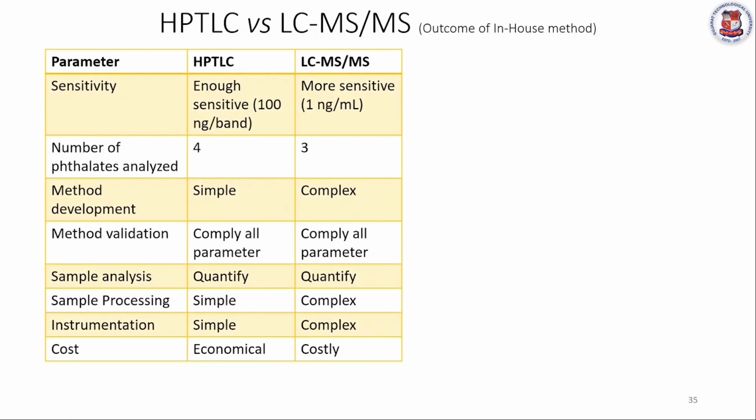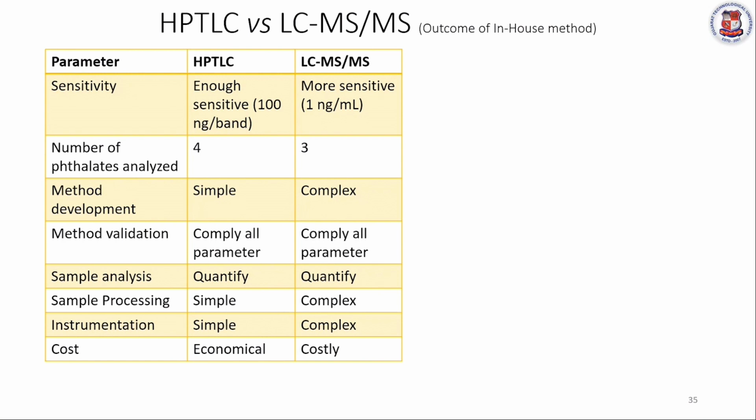By comparing HPTLC and LCMS-MS, we found that in terms of sensitivity, HPTLC is sensitive enough, like 100 nanogram per band. LCMS-MS is more sensitive, of course, as it is known for this. Regarding the number of phthalates analyzed, we analyzed 4 phthalates in our study, while in LCMS-MS we restricted to 3 because we did not want to sacrifice our sensitivity.